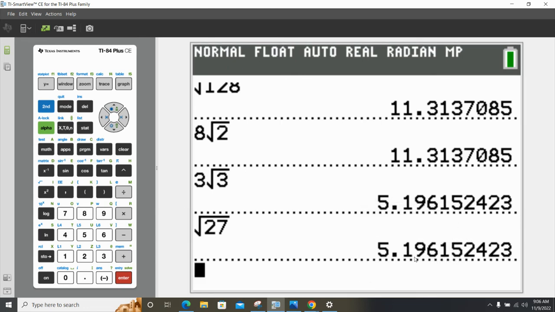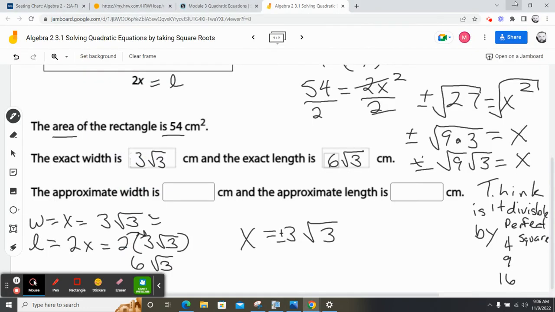Remember, this is the tenth spot right here, and you look directly next to the 1. So it equals 5.19, a bunch of other numbers, right? So when you round it, this is the tenth spot, so you look at the number to the right of that. If it's 5 or greater, you round up. So it's approximately 5.2. So the width is about 5.2 centimeters.